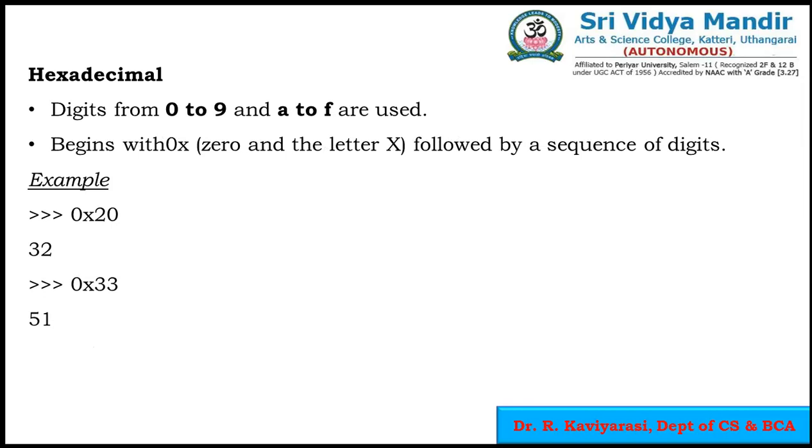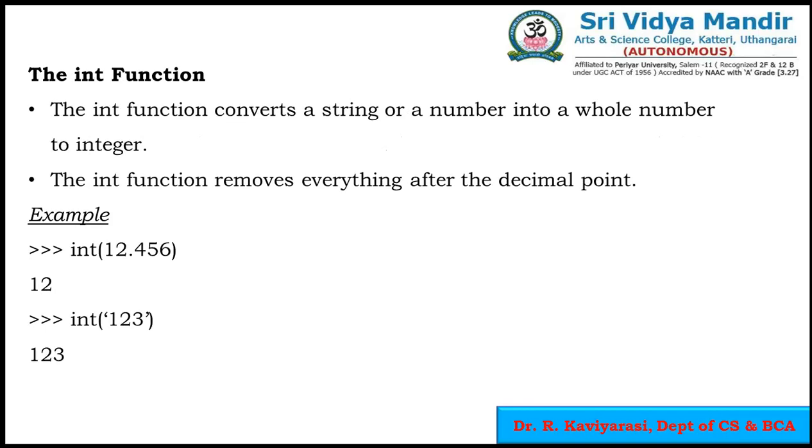The next one is hexadecimal numbers. The hexadecimal digits range from 0 to 9 and A to F, that is totally 16 symbols in the hexadecimal. So hexadecimal numbers begin with 0, followed by either a small or capital letter X, and following that a sequence of digits can be given. Example 0x20 or 0x33. The next one is the int function.